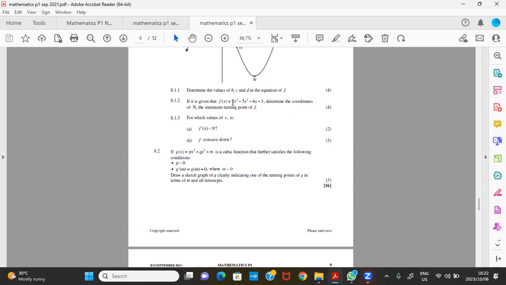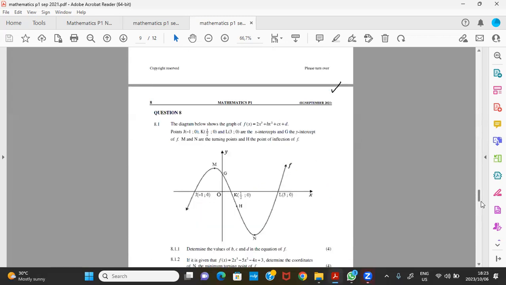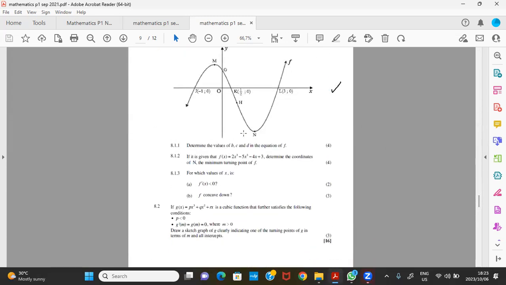So now we are comfortable. We found our formula, found our equation. So now they say 8.1.2. So you did 8.1.1, you are good, you move on to 8.1.2. They say if it is given that f of x is equal to 2x cubed minus 5x squared minus 4x plus 3, which is what we got, then determine the coordinates of N, which is now the turning point of f. So they only want the coordinates of N.